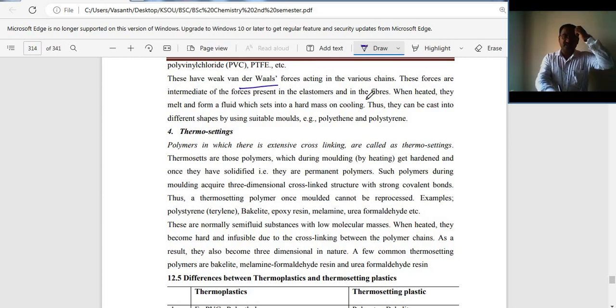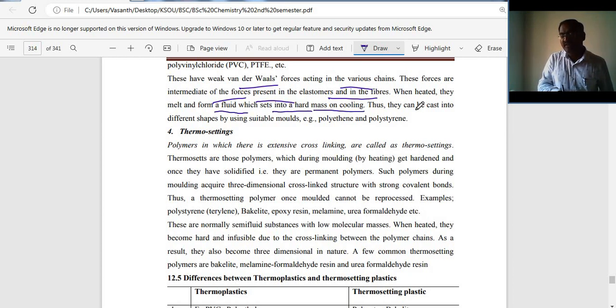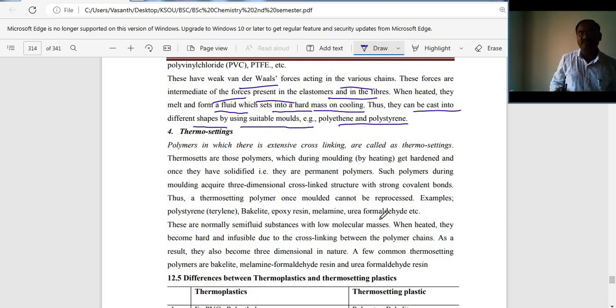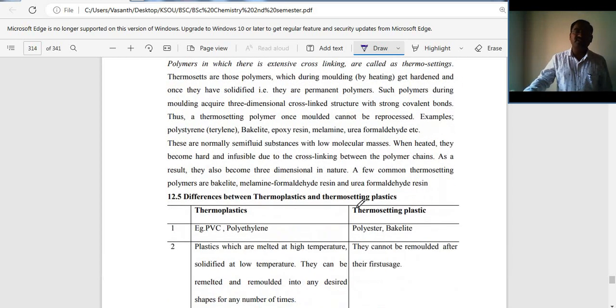In thermoplastics, there are very weak van der Waals forces acting. These forces are intermediate between the forces present in the elastomers and in the fibers. When heated, they melt and form a fluid which sets into a hard mass on cooling. Thus, they can be cast into different shapes by using a suitable mold. Examples: polyethylene and polystyrene.